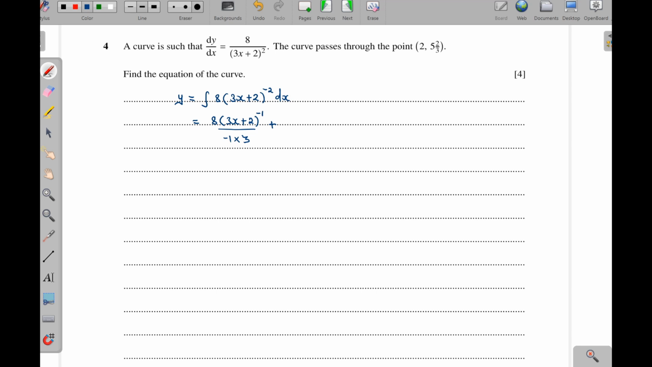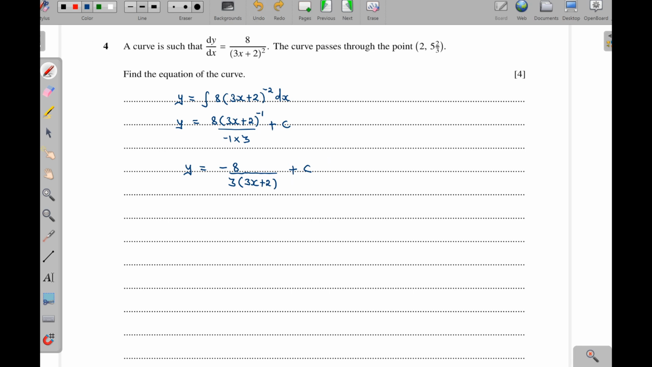Then, of course, we need to put a c here, an arbitrary constant. We don't know the constant that disappeared when they differentiated, okay? So that means y is going to be equal to negative 8 over 3, because this one is a negative, and we don't write a negative in the denominator, so that's why I'm putting it here, okay? Then this one can go down using rules of indices, so this will be 3x plus 2, then plus c. And then from here, we need to find this value of c.